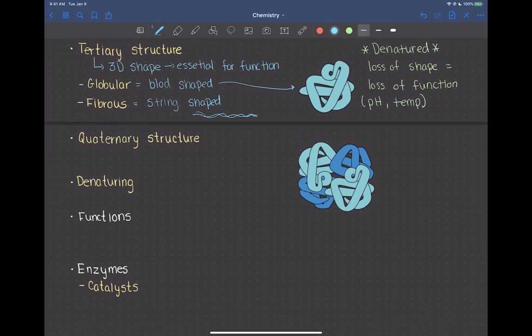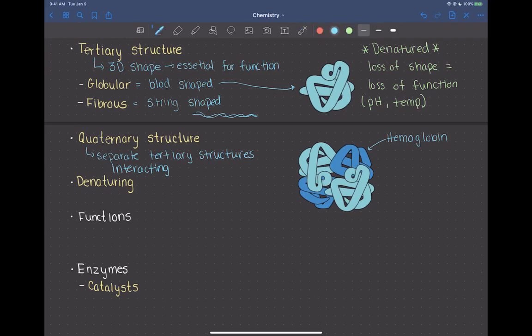So this example of a quaternary structure here is hemoglobin. Hemoglobin has these four, so this would be one subunit, and it has these four separate tertiary structures interacting, connected to each other. So this example would be hemoglobin. It has four separate structures interacting, and you need all four of those structures for hemoglobin to function properly. It couldn't function with just three or two. You have to have all four.